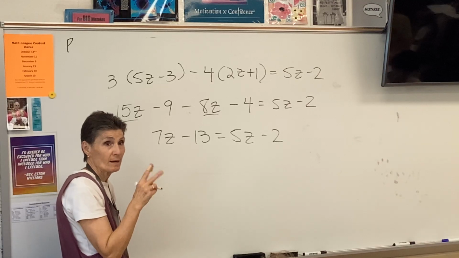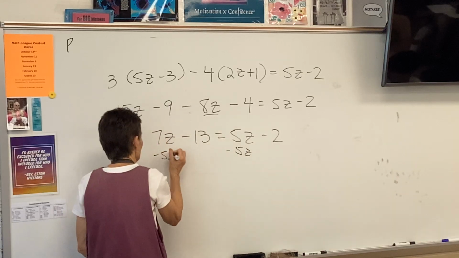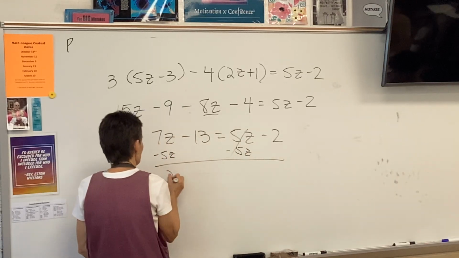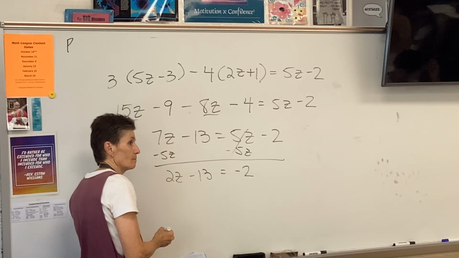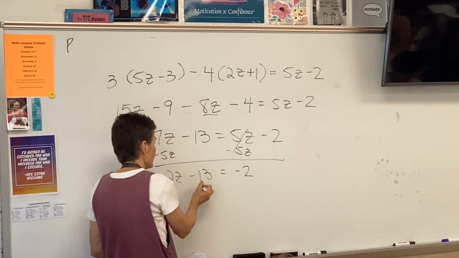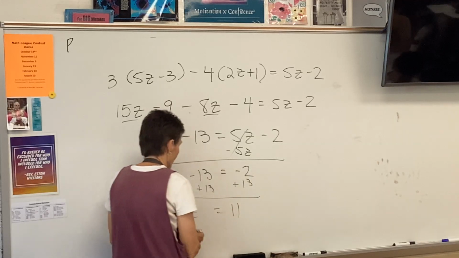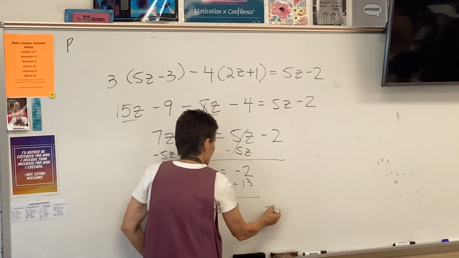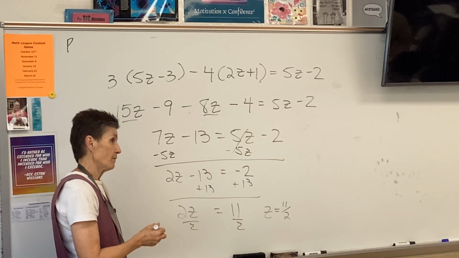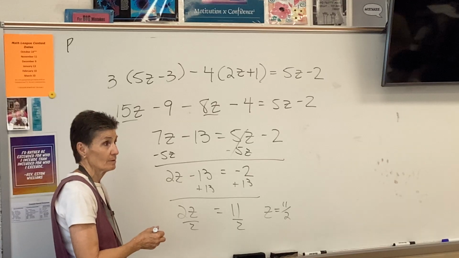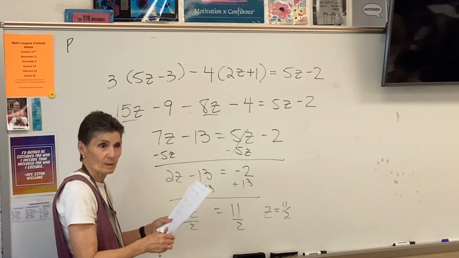Now we start moving things around, get the z's by themselves. So I'm gonna subtract that 5z. So I have 2z minus 13 equals negative 2. Add 13. Come on, you know how to do this. And divide by 2. So my answer is 11 halves, or if you're doing that on the calculator, it will say 5.5. Doesn't matter. Is that okay? Looked big, but it wasn't so bad.